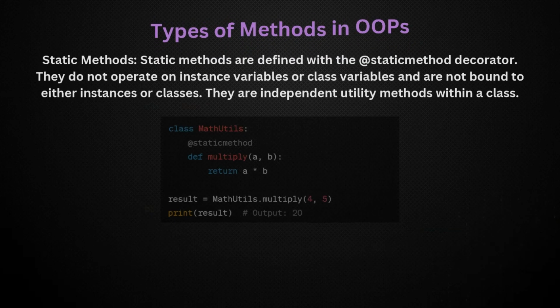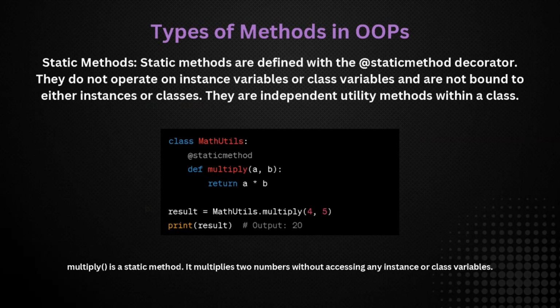Now, let's understand what the static method is. Class methods use the class object. Similarly, instance methods use the instance object. Static methods are defined with the decorator staticmethod, and they do not operate on instance variables or class variables. They are not bound to either instances or classes, and they are independent utility methods within a class. So for this, we need to use the decorator staticmethod, and inside the method, whatever parameters or variables I am using are neither instance nor class variables. So that's all about the types of methods.